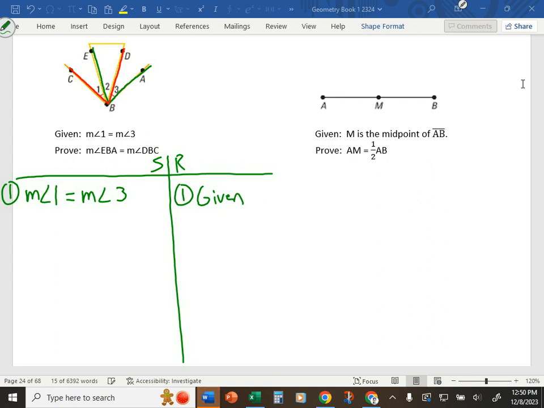And like I said yesterday, we need to ultimately prove that the measure of EBA is equal to the measure of DBC, which means we need to introduce EBA and DBC to the party. We have to tell what we know about them.